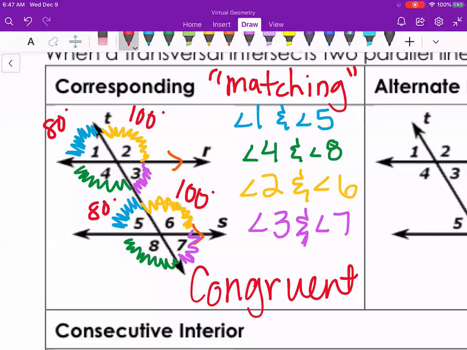Now, 1 and 3 are vertical from yesterday, or from the other day. So 1 and 3 would also be 80. 5 and 7 would also be vertical, so they would have to both be 80. The same is true for 6 and 8, both 100. 2 and 4, both 100, because again, they're other vertical angles.